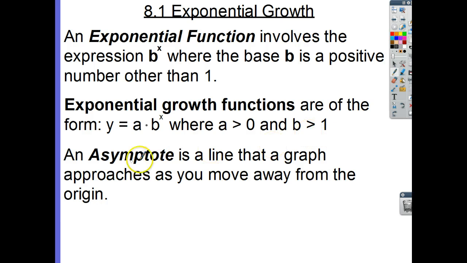Other things that we need to know in this section is what an asymptote is. It's a line that a graph approaches as you move away from the origin. So in other words, as you pick x values that are getting greater and greater, or smaller and smaller, the graph is actually going to approach this line, and that is as you move away from the origin in either direction. It could just be one direction.